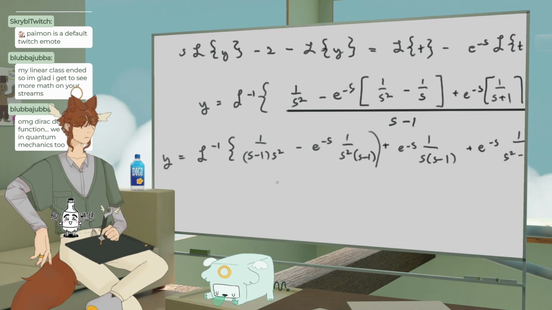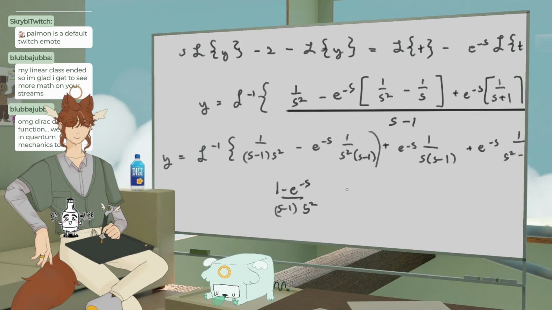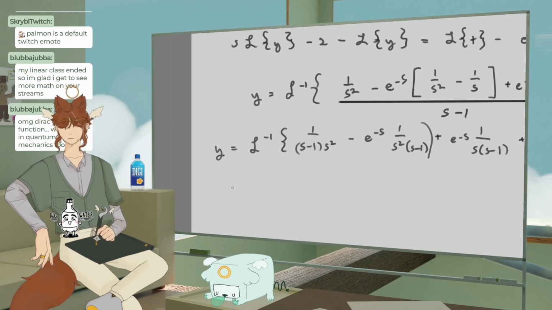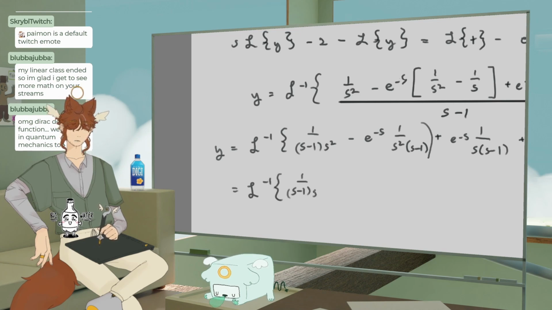So if we factor this, we get 1 minus e to the s over s minus 1 s squared. I don't like that. I don't like that at all, actually. I think that's bad. I think that's nasty. But case in point, I also think this is nasty, because this one is going to be annoying to decompose. Let's clean it up a little bit. We can clean it up somewhat.